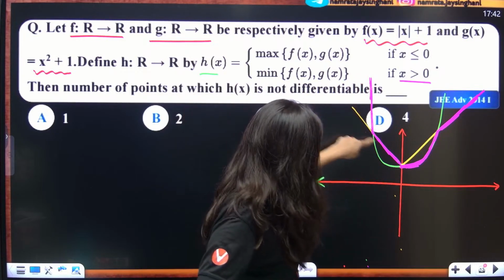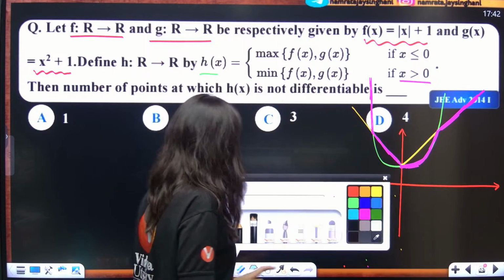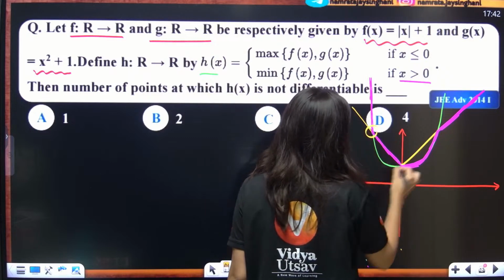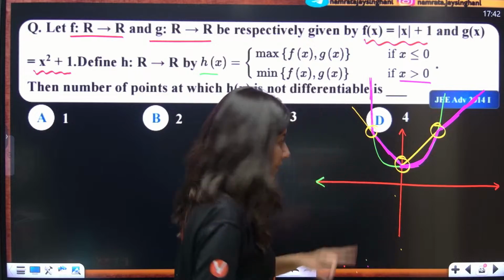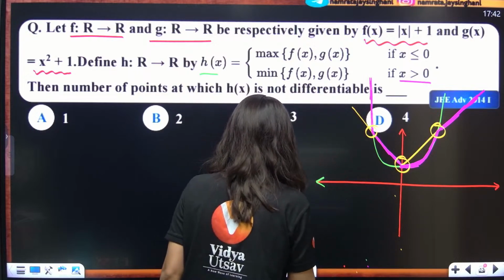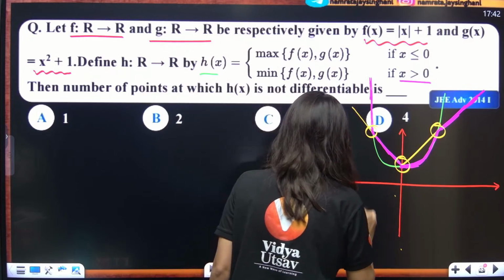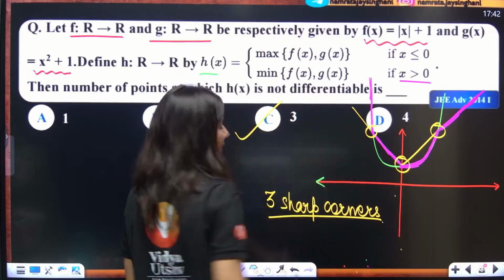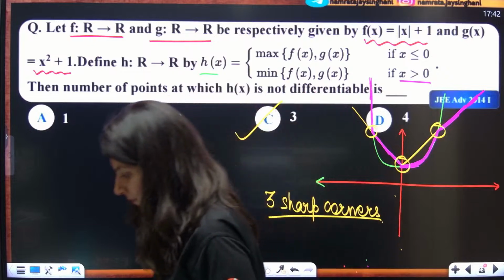So this and this. Number of points where the hx is non-differentiable. Come on, this is a very easy question. Can you see a sharp corner over here? First, second and then third. So 3 sharp corners. So the correct answer of this question is option C, absolutely correct. Okay, all right. Yes, getting it?